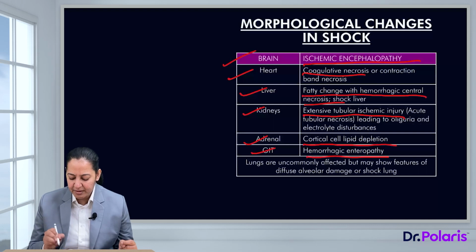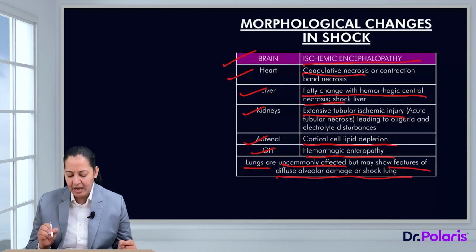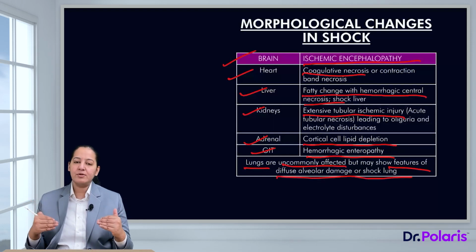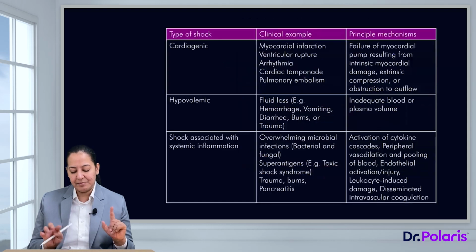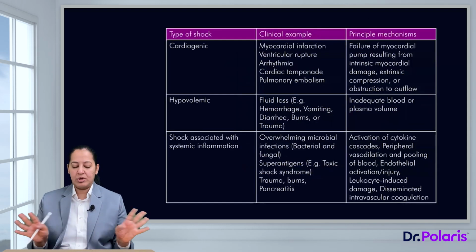In the GIT, it can be hemorrhagic enteropathy. Lungs are uncommonly affected but may show the features of diffuse alveolar damage, or shock lung. So these are the various organs which are affected in the irreversible stage. So we are done with the three types of shock.